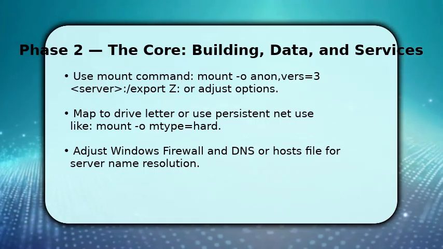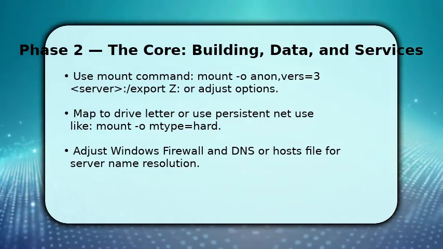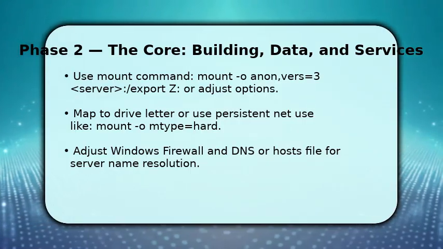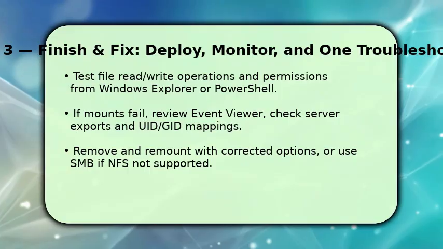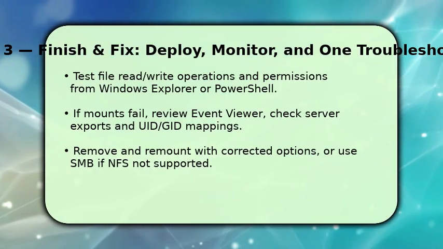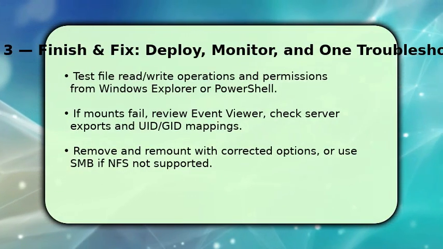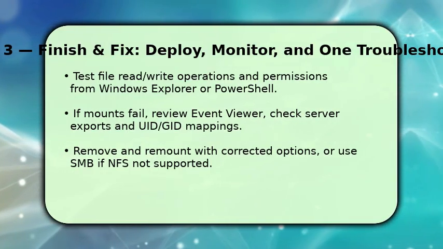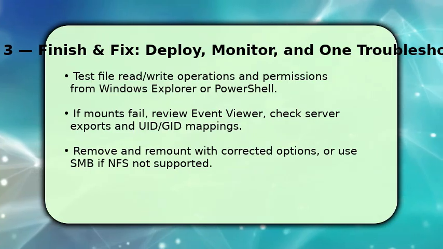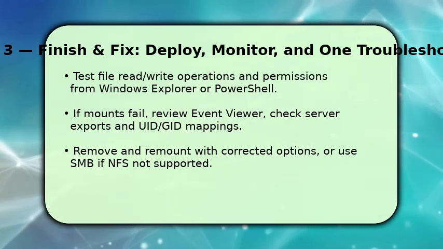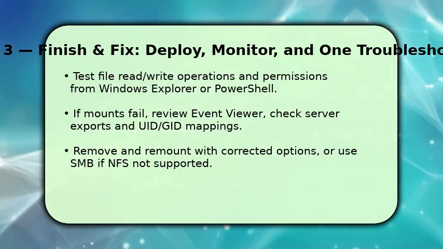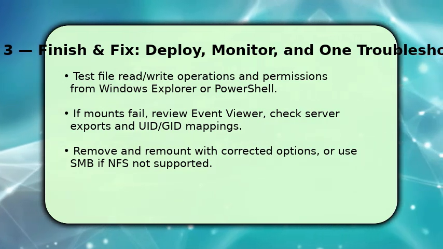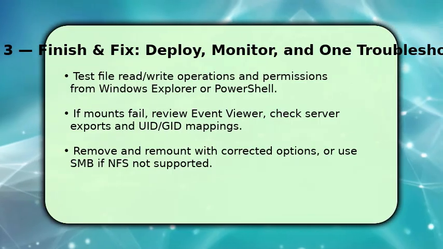Finish by testing simple file operations. Create, read, and delete a file to validate permissions and behavior. If you encounter permission errors or empty listings, check Event Viewer for client errors, then confirm the NFS server export settings and UID/GID mappings. Mismatched IDs cause access denials. If the mount won't persist, remove it and remount with corrected options, or consider switching to SMB if Windows integration is required. A key troubleshooting tip: verify time sync.